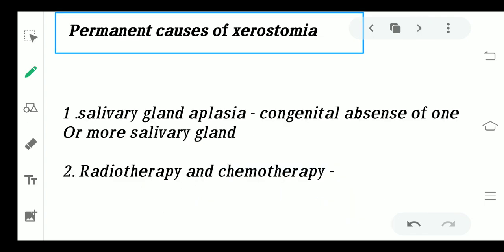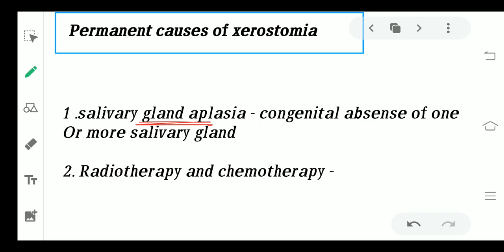Now we come to the permanent reasons. If we talk about the permanent reasons of xerostomia, firstly, they can never be reversed back to normal. The patient will be suffering from this problem for the rest of his life. So the very first reason we have is salivary gland aplasia. What happens in salivary gland aplasia is there is congenital absence of one or more salivary glands.